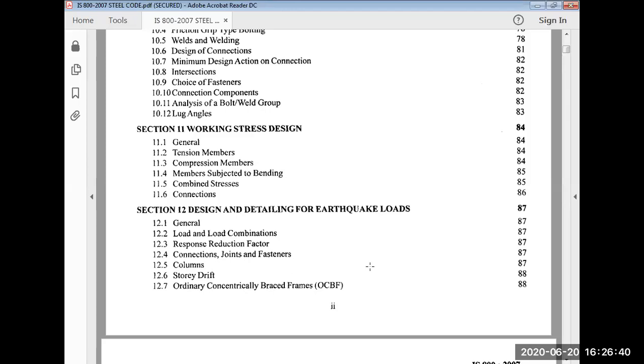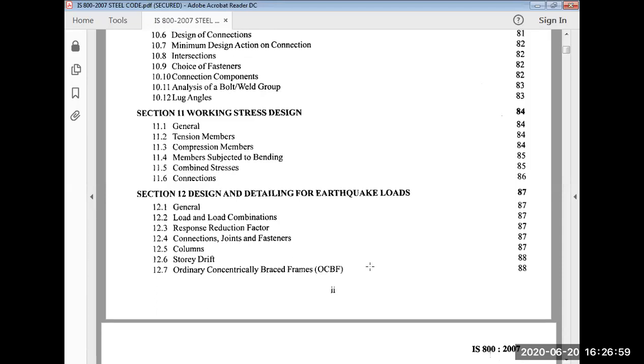Are you getting? Due to earthquake our building will shake. So horizontal vibrations are there. That horizontal vibration we have to reduce. So how we can design the building, earthquake resistant building, that we have to learn, and that earthquake load we have to consider also.